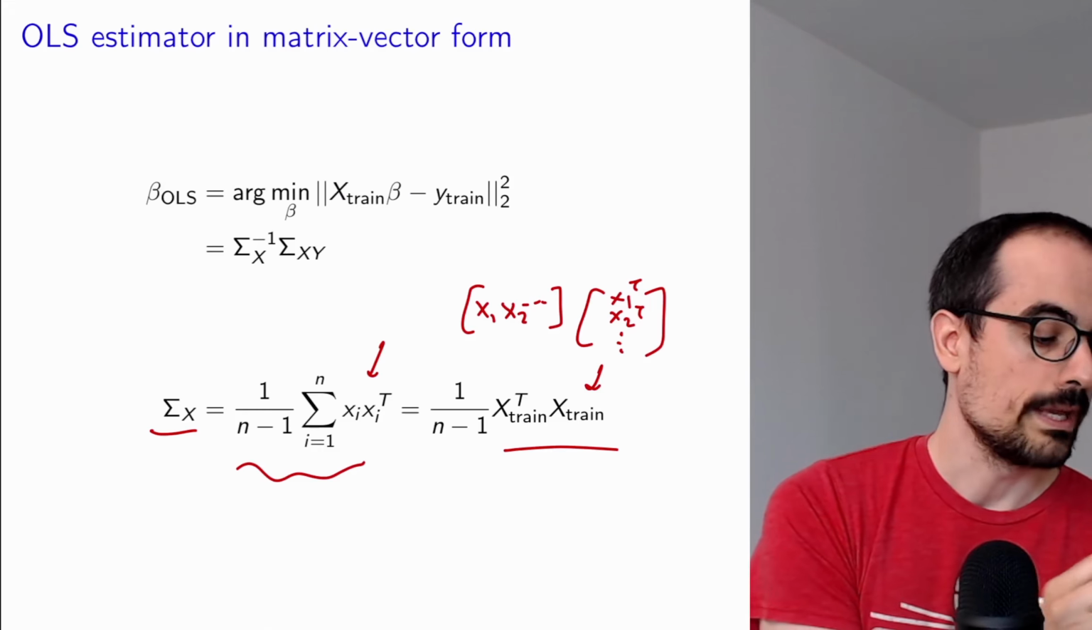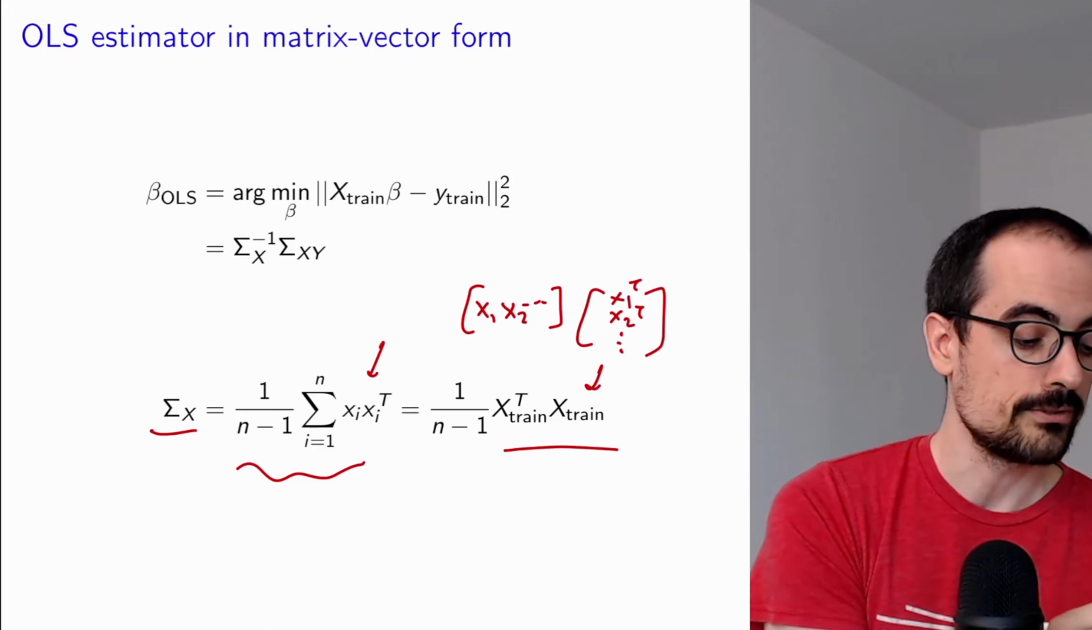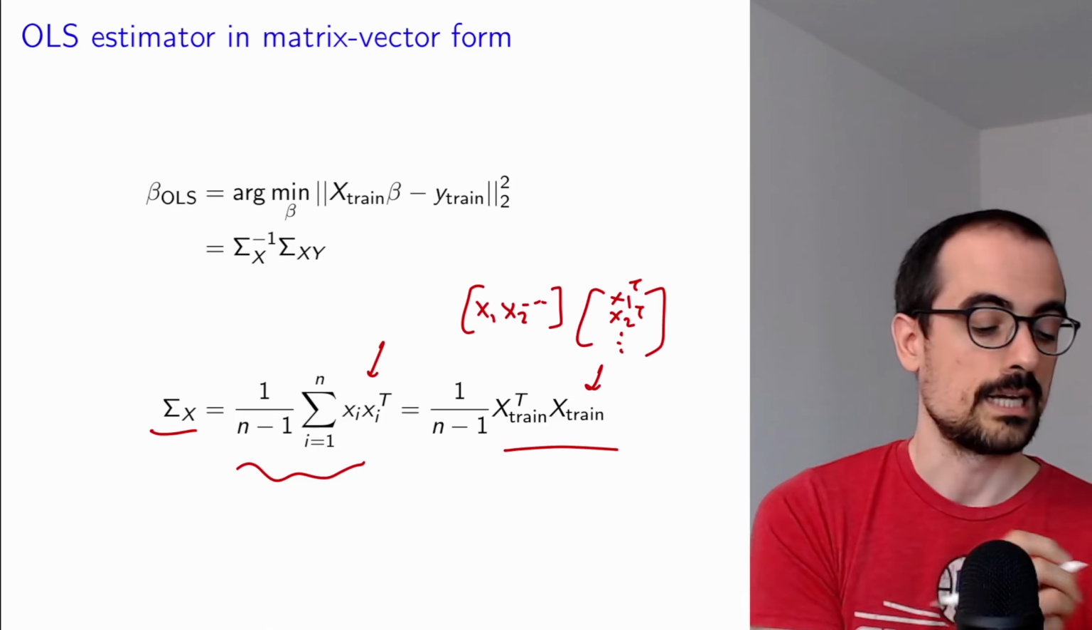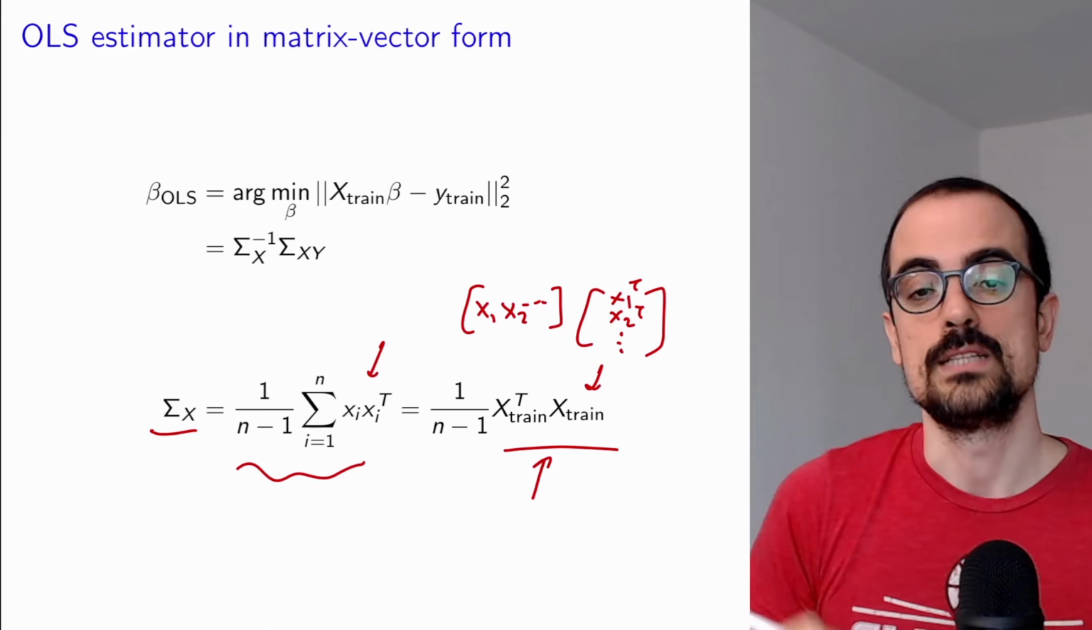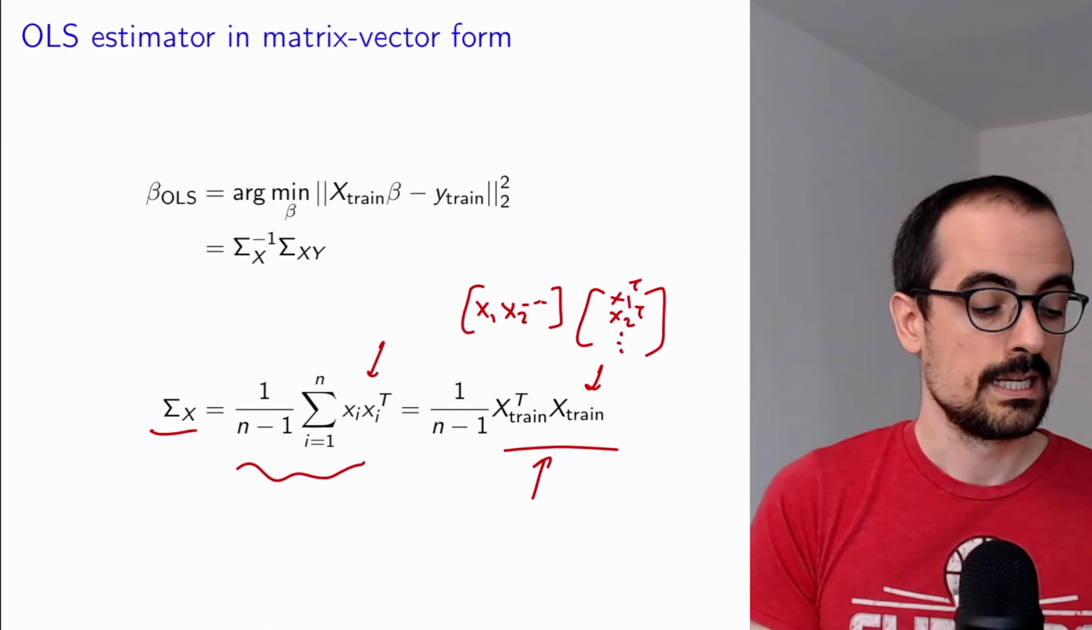So we have that the sample covariance matrix is 1 over n minus 1 times this product of the design matrix with its transpose.